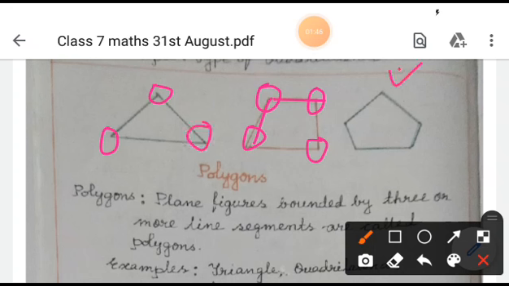And this is an example of a pentagon. This is a diagram of a pentagon. It has 5 sides, 1, 2, 3, 4, 5, and it will have 5 vertices. See, 1, 2, 3, 4, 5, right?